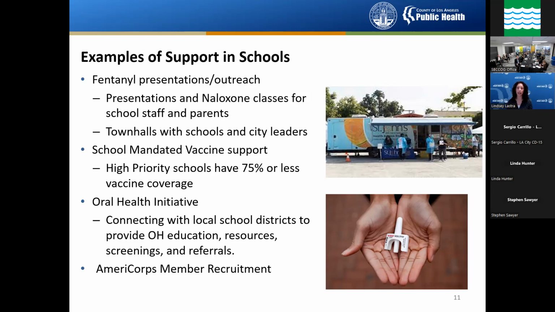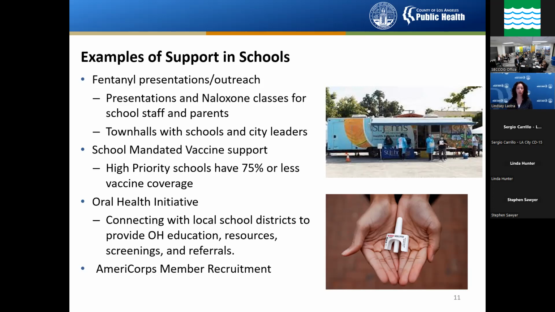What is it? What you should look for, etc. We have substance abuse counselors who can also train interested people on naloxone to be able to administer naloxone to somebody experiencing an overdose. We have also hosted town halls with schools and city leaders to talk about the fentanyl epidemic.